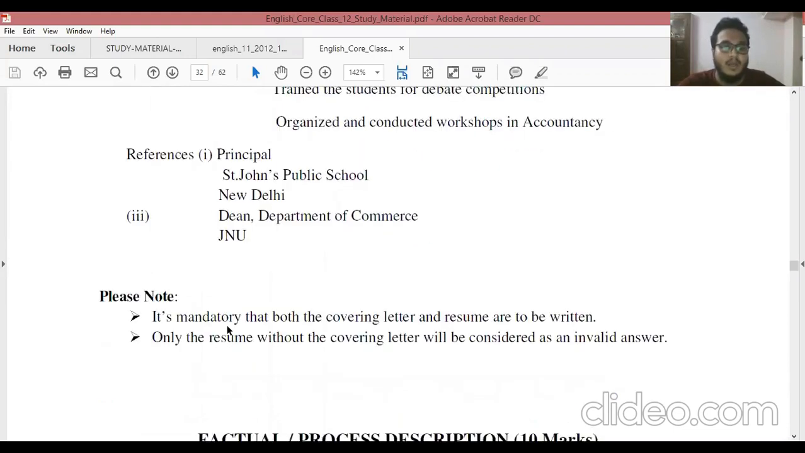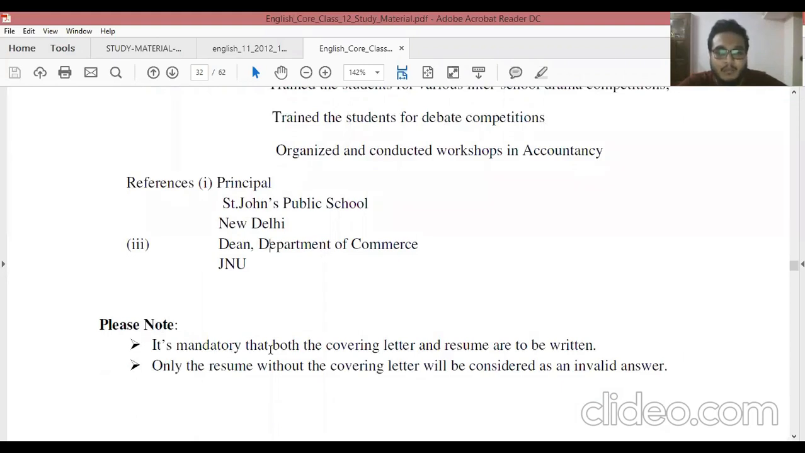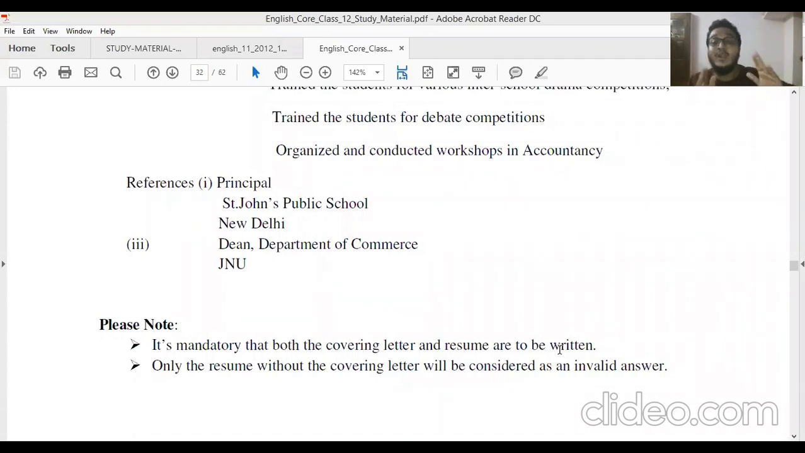See, one note. Please note, it is mandatory that both the covering letter and resume are to be written. Remember that both should be given. You must not miss. You will not write only the letter and leave the resume. You must write resume and letter both. Only the resume without the covering letter will be considered invalid, and without the resume, it will be treated as invalid.